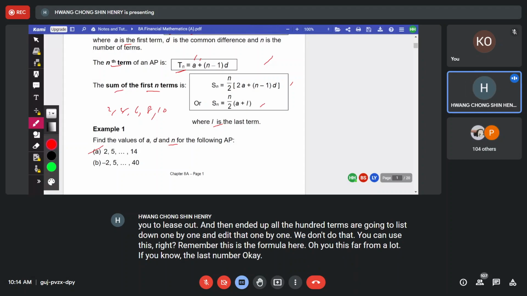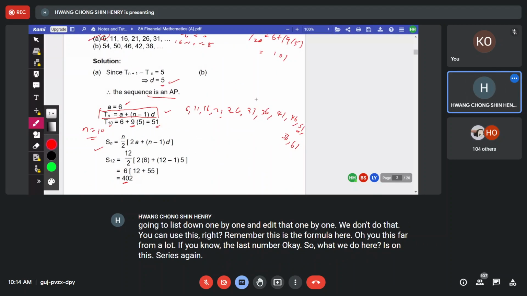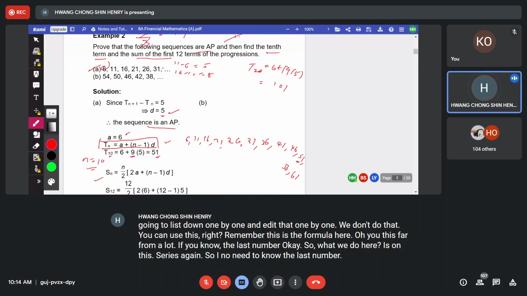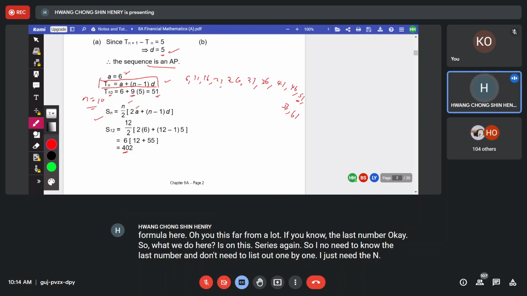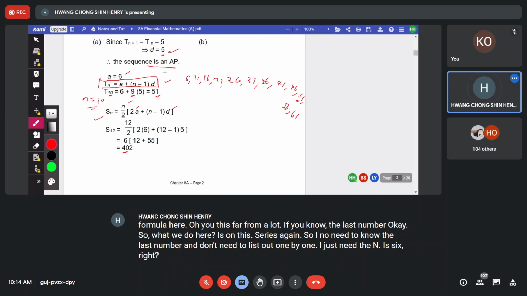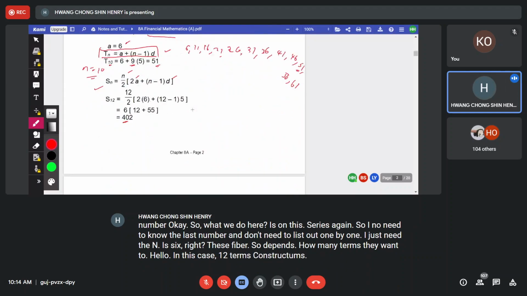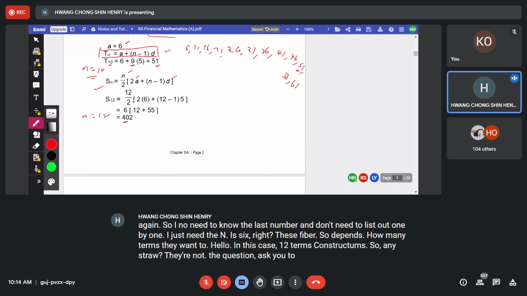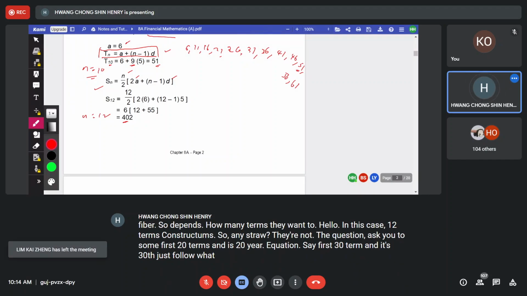So what we do here, based on this series again, I don't need to know the last number, and I don't need to list down one by one. I just need the N. A is 6, D is 5. It depends on how many terms they want to add up. In this case, first 12 terms, so N is 12. If the question asks you to sum the first 20 terms, N is 20. The first 30 terms, N is 30. Just follow what the question wants.